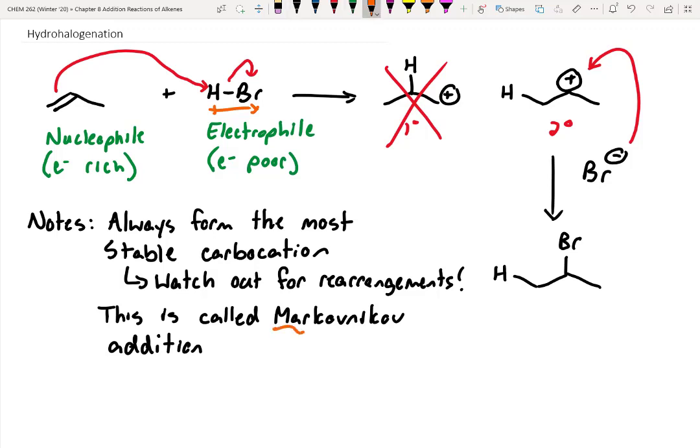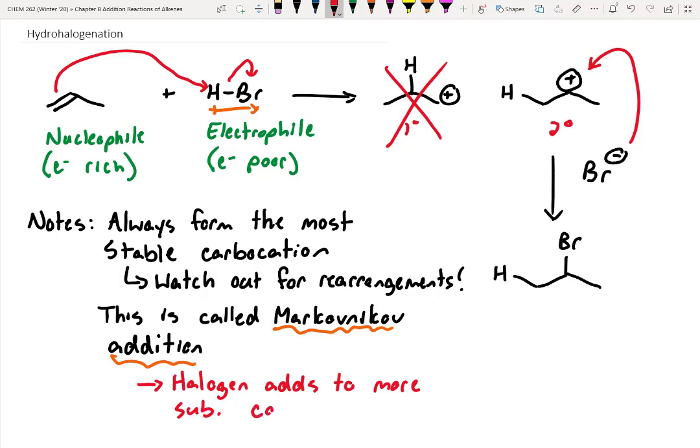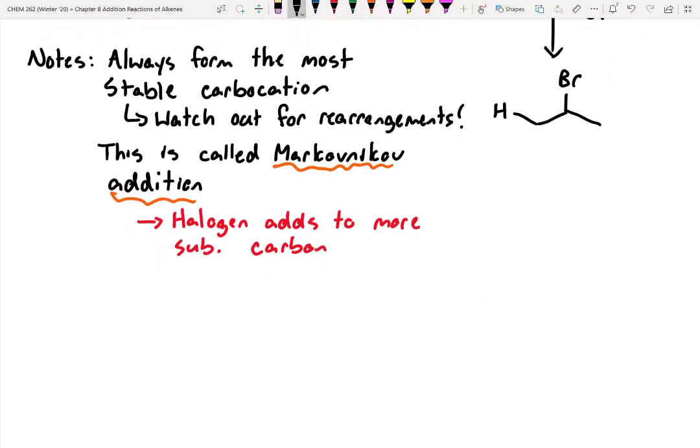So anytime you see the term Markovnikov addition floating around, that means you're going through a mechanistic pathway where you're forming the most stable carbocation in your addition reaction. It's just kind of the traditional way these reactions are done. And another way of describing this that makes it a little bit easier is this just means that the halogen adds to the more substituted carbon. All right. There's one other thing I really want to point out, and that is to watch out for stereoisomers.